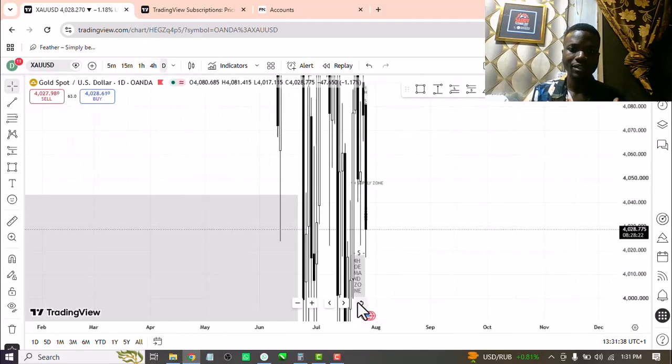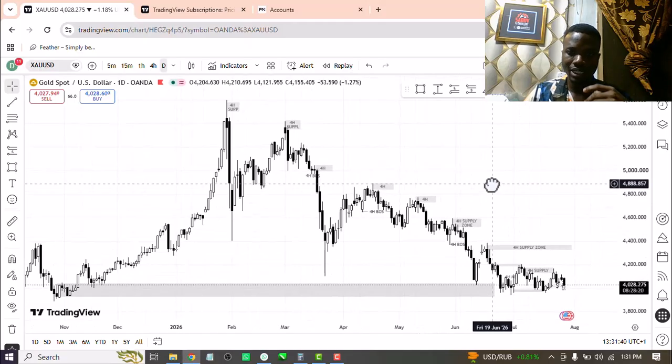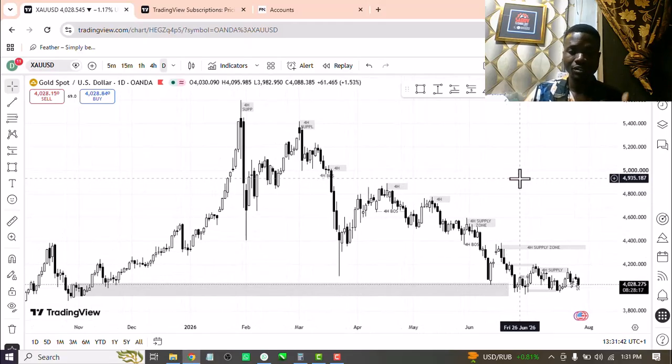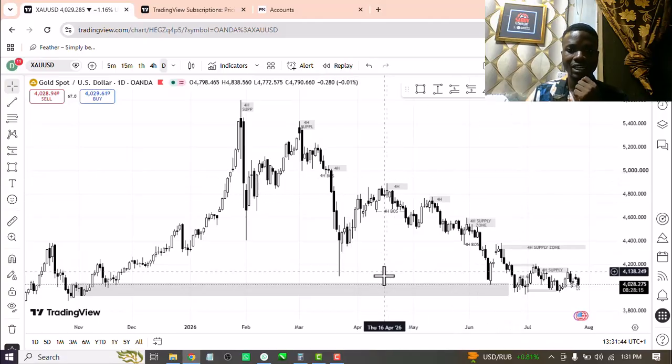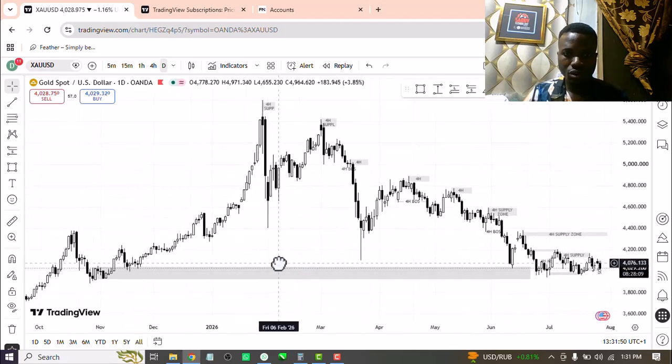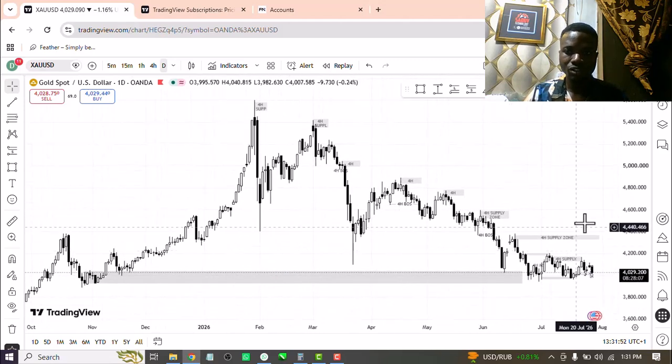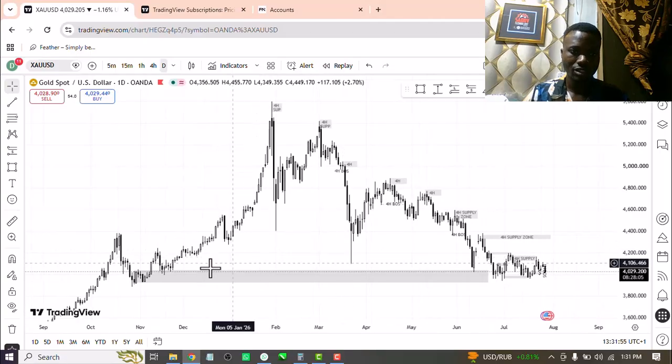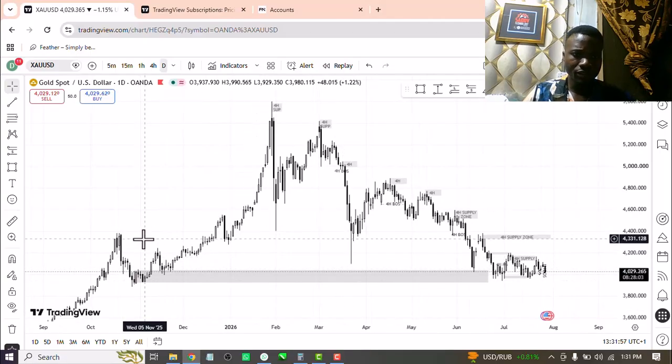I start my analysis from the daily time frame. If you have been following me, you would have observed that I projected this low, and this demand zone has already respected the previous demand zone from around October 2025 last year.